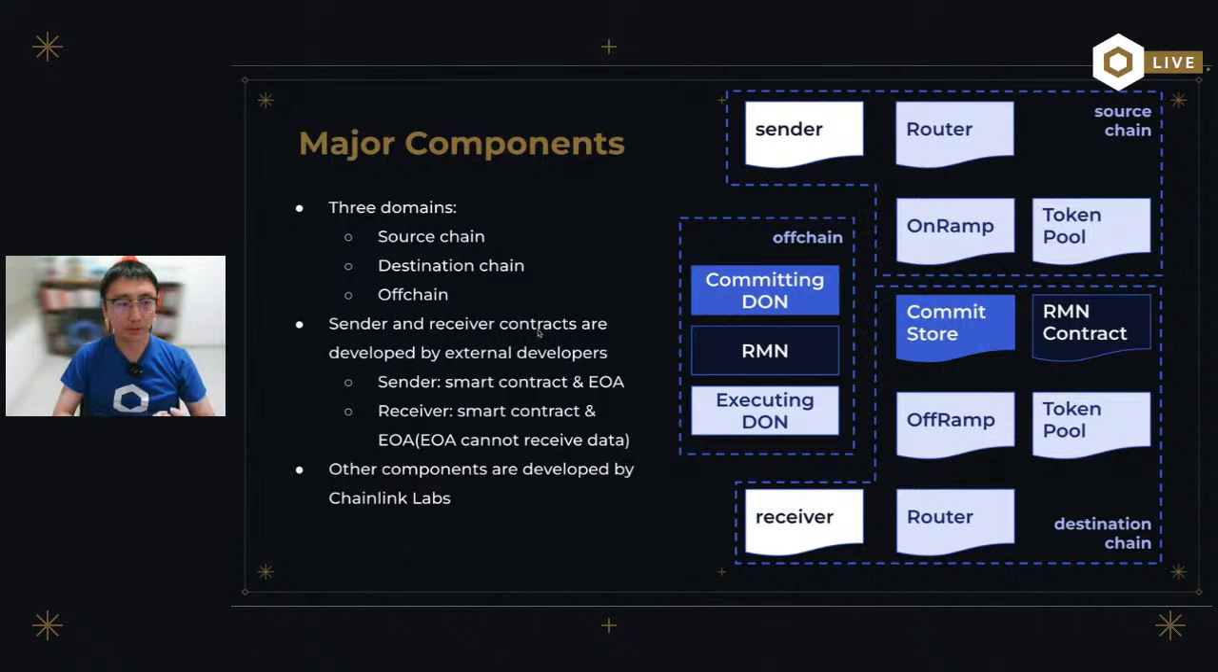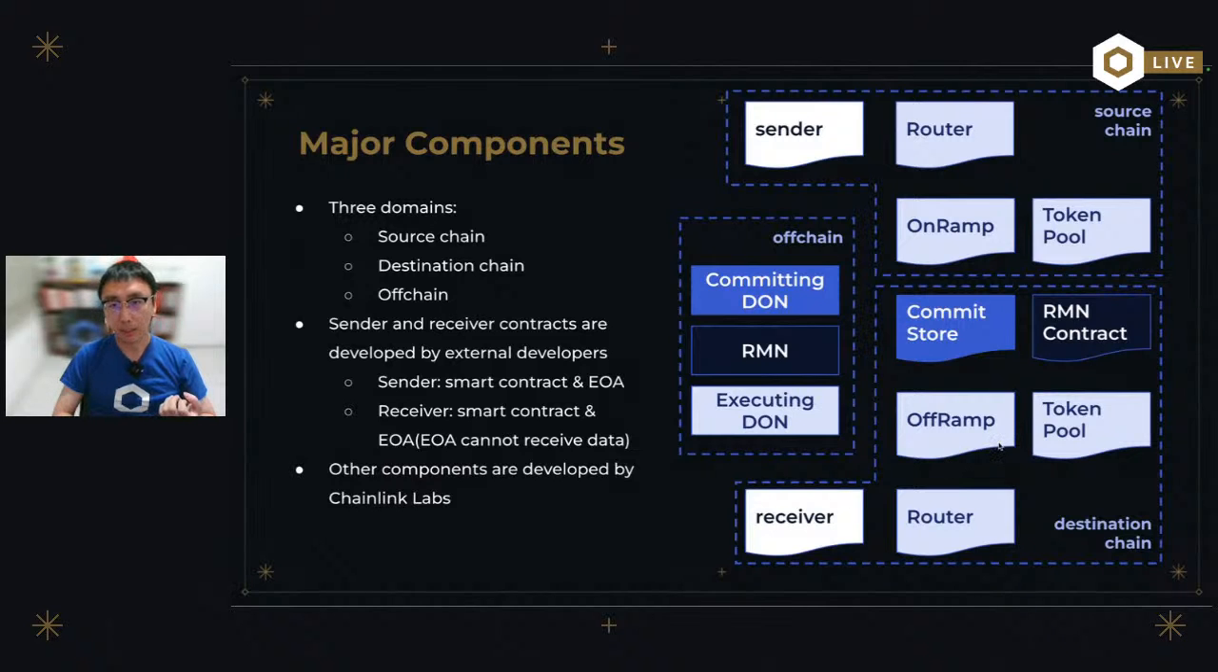So for now, there are in total three domains or three parts in the CCIP: the source chain, the destination chain, and the off-chain part. For the source chain and the destination chain, we have several smart contracts like a router, on-ramp, token pool, or off-ramp, token pool, commit store, or MN smart contract. Don't worry, we will explain everything about them in the next slides.